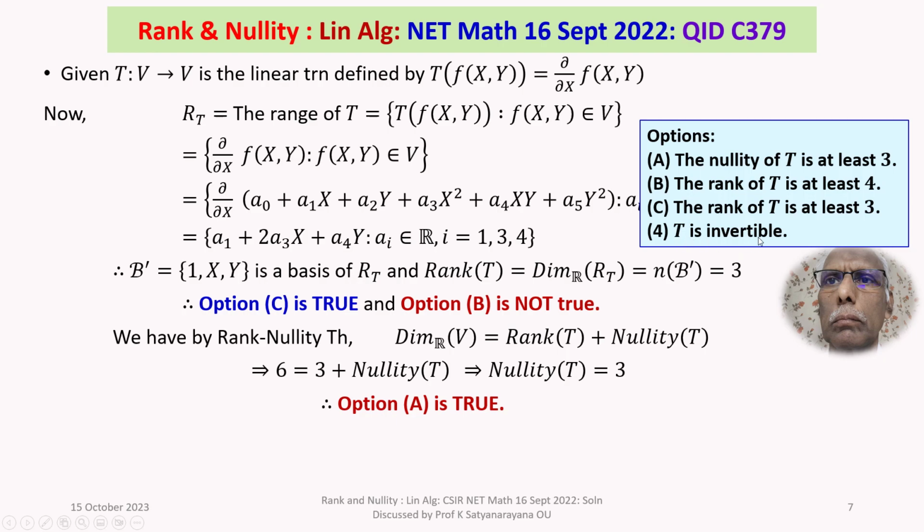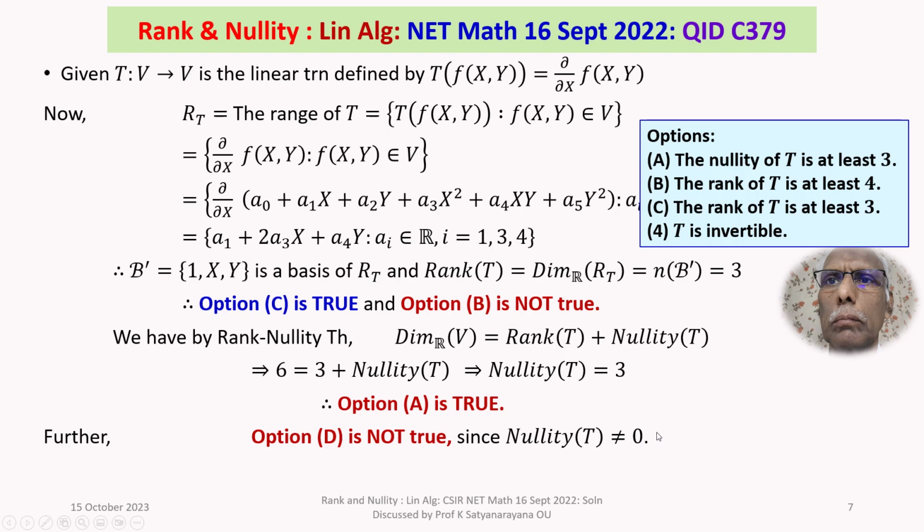Now, what about option D? T is invertible. We'll say that T is not invertible. Why? Because the nullity of T is 3, which is not equal to 0. Therefore, it is not invertible. So option D is not true since the nullity of T is not equal to 0. That means T is not invertible because the nullity of T is not equal to 0.